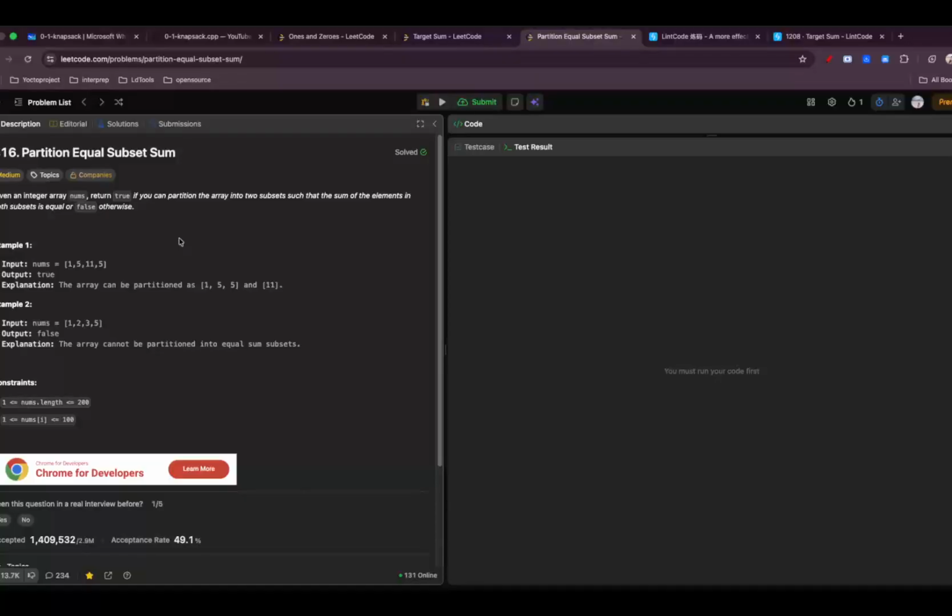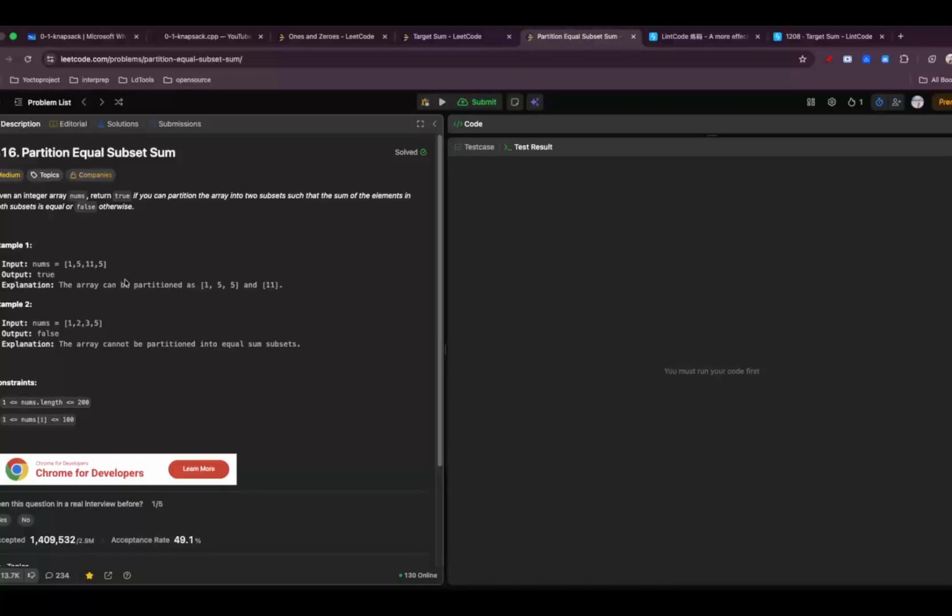But now here no target is given. The only information given to you is that you need to divide this into two subsets, and those two subsets should be in such a manner that the sum of the first subset and the second subset are equal to each other. If that is possible, then fine, you are good to go and you need to return true, else you need to return false.